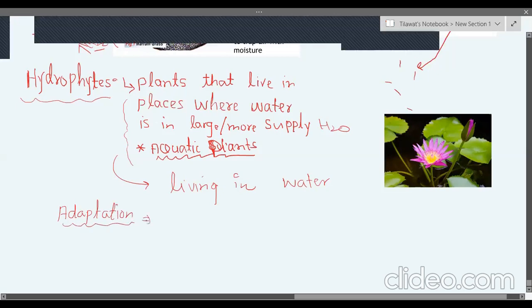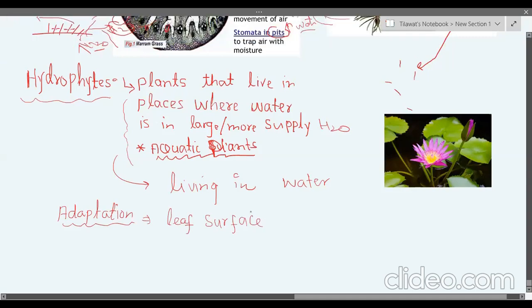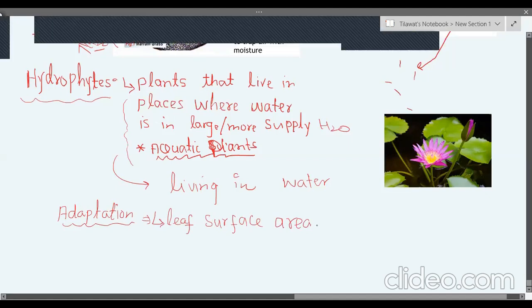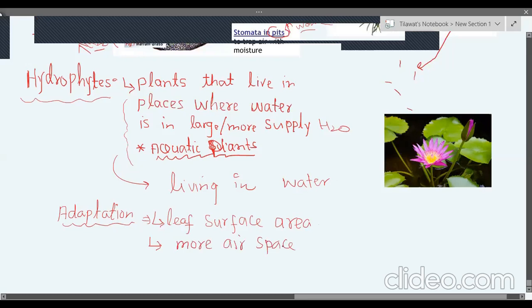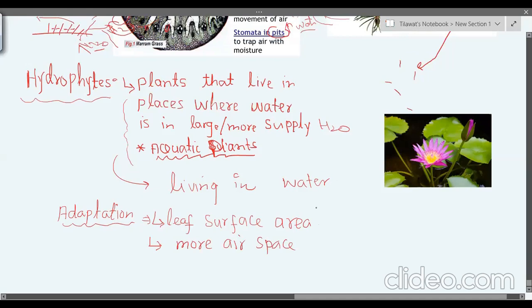First one is about the leaf, right? Leaf surface area will be more. Why? Because there is more supply of water, so no matter if the rate of transpiration is high, no problem. So their leaf surface area is more compared to a xerophyte leaf, right? And inside this leaf there is what? More air spaces. This more surface area and more air spaces inside the leaf help them to be buoyant.